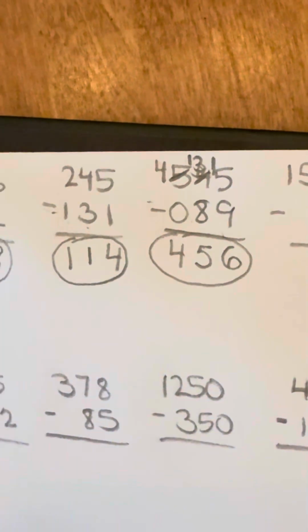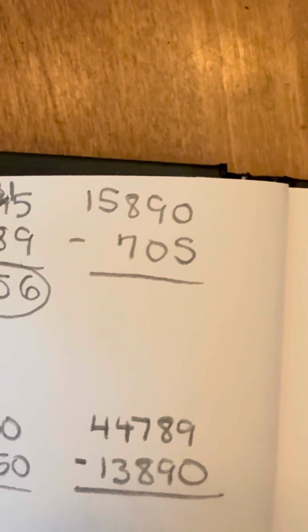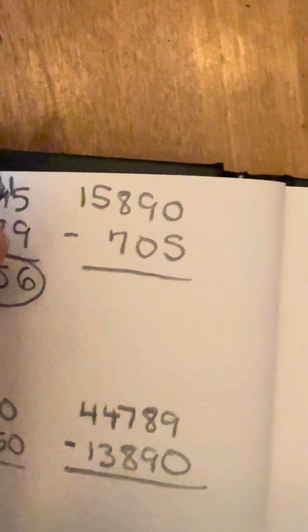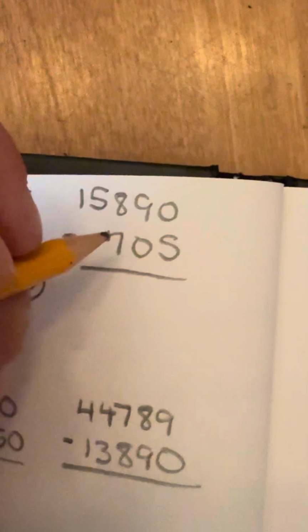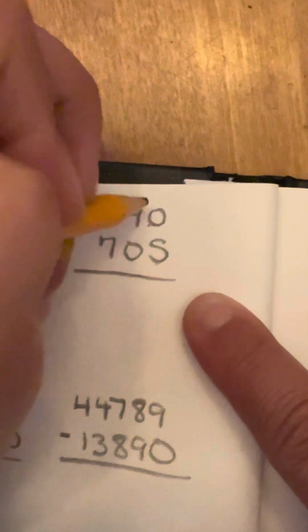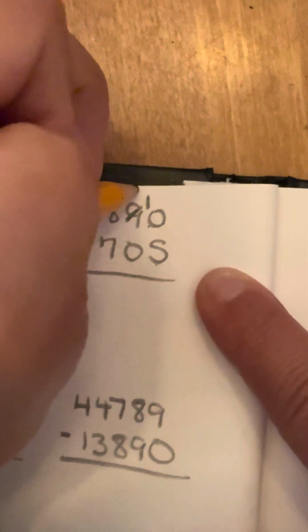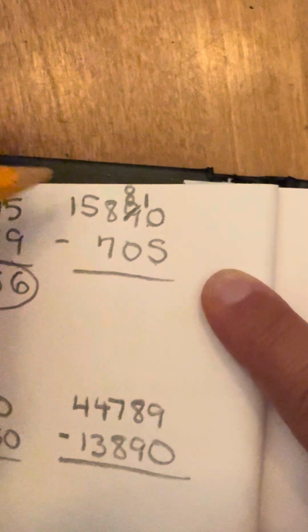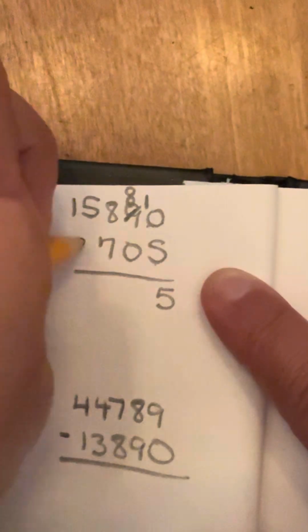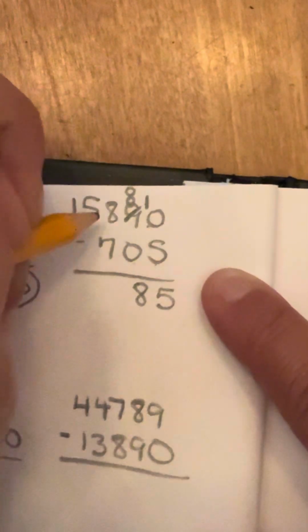And then we go over here to this next one. 15,890 minus 705. So we can't take from 0, so we're going to borrow 10 from that number before it and make it one number less. And that's going to be 10 minus 5, now you can do, is 5. 8 minus 0 is 8. 8 minus 7 is going to be 1.